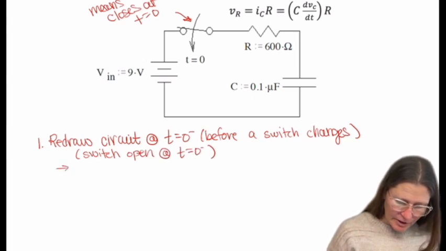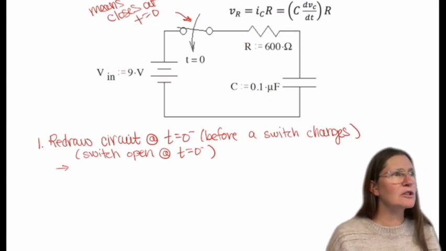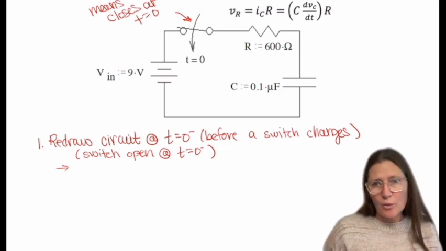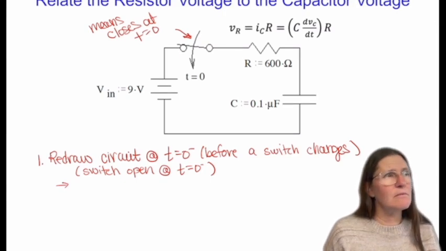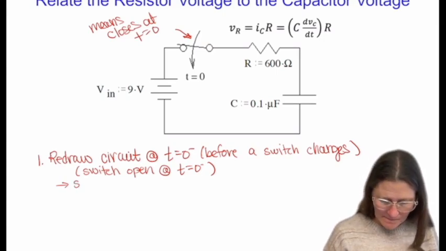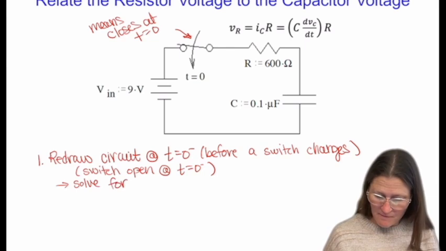And in this circuit, you are going to solve for specific values so that you can use those for the next step. So what would I be wanting to solve for in this first step? Voltage and current across the capacitor.